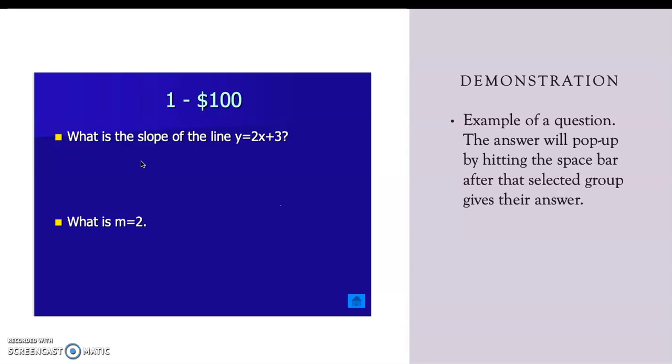If students chose category 1, which was slope, for $100, the question would say, what is the slope of the line y equals 2x plus 3? The answer, m equals 2, will not show up on the screen at first. Once students have worked out the question and they all agree on the answer, then the teacher can hit the space bar and the final answer will show up.